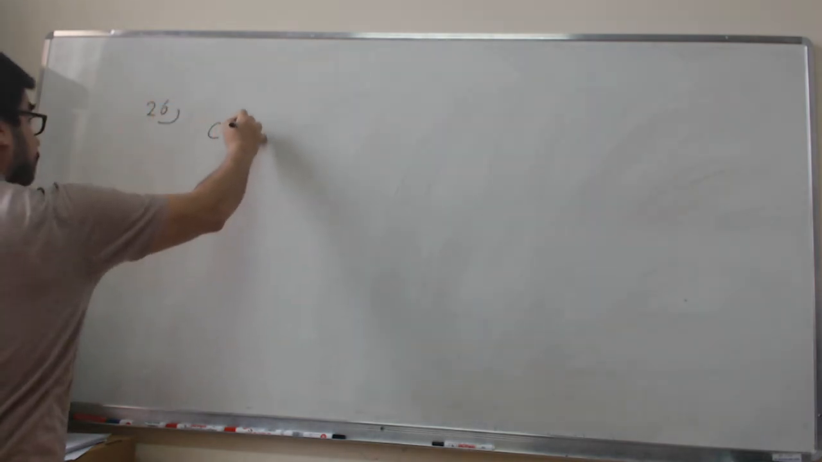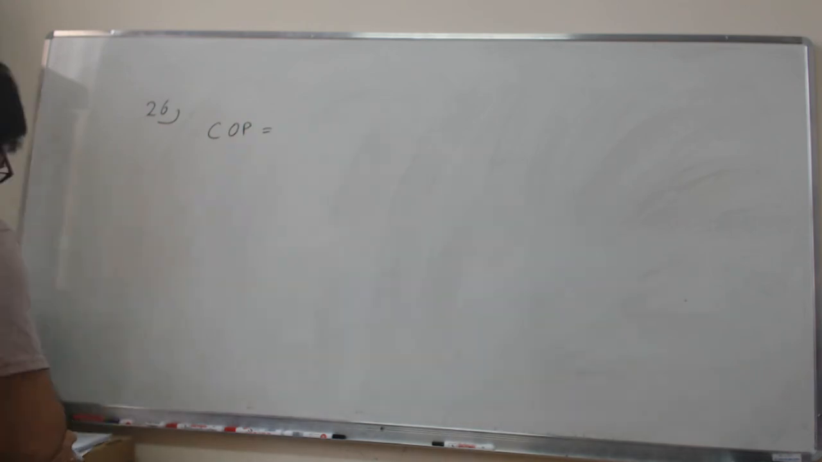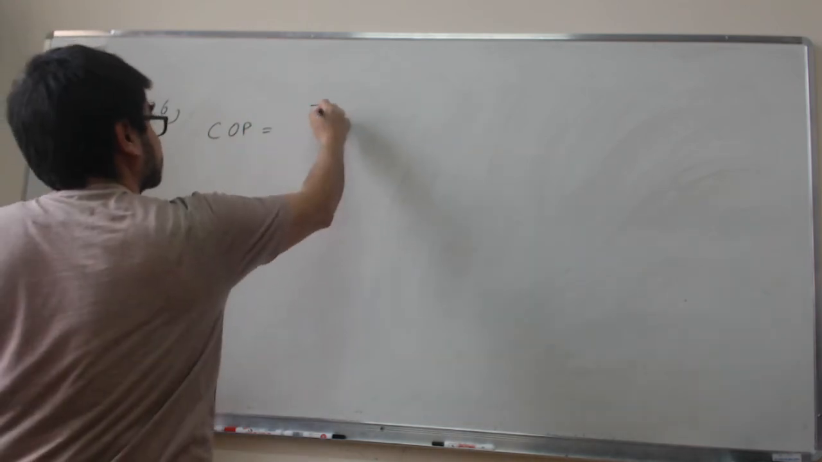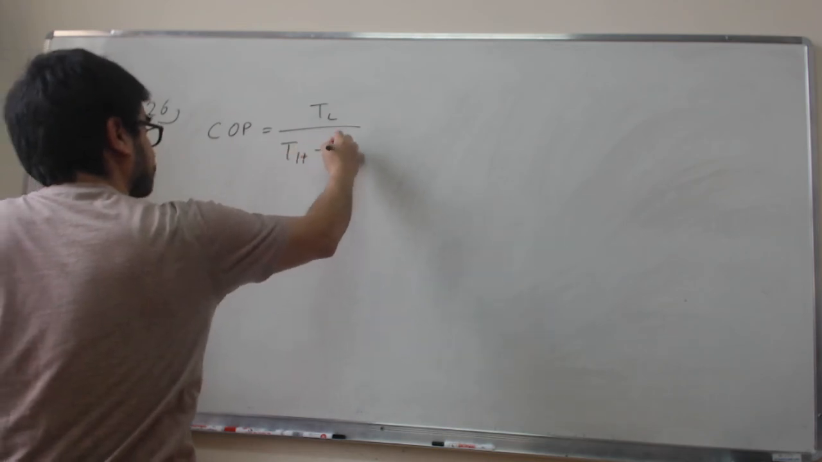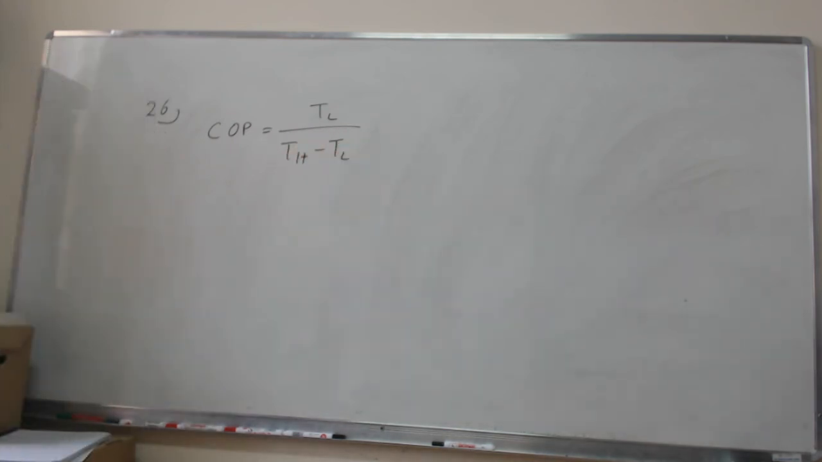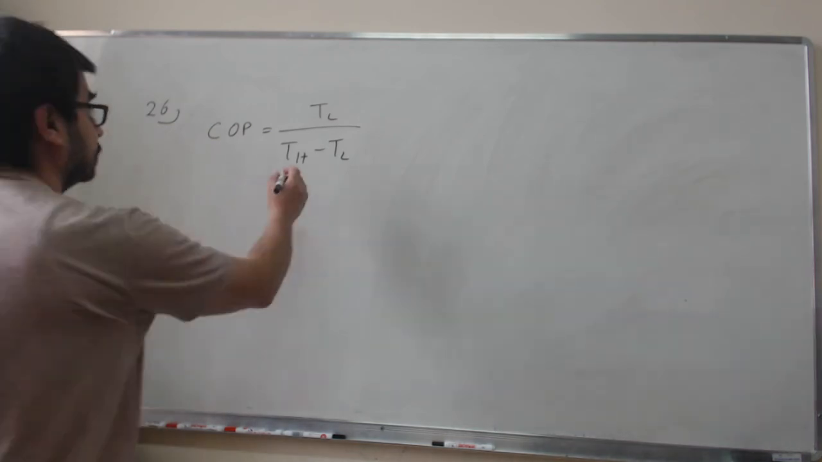The coefficient of performance, I actually looked this up, is given for a refrigerator by TL divided by TH minus TL. So let me see what they're asking. They give the outside temperature, so they give TH as 32 degrees Celsius. What's the lowest temperature? They're asking for TL. So we are going to just solve this for TL.